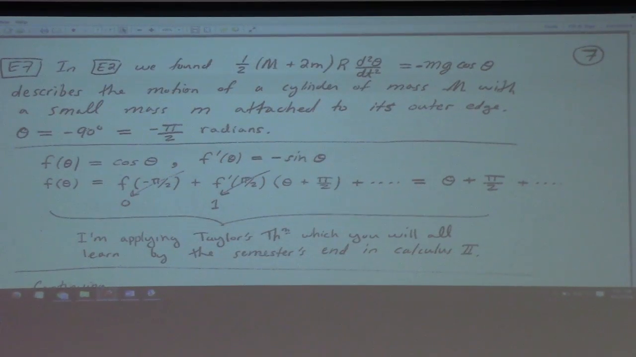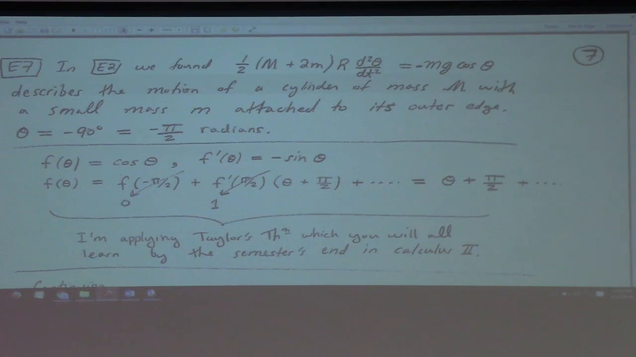So I found this differential equation that describes the motion of, like I said, a solid cylinder with a little mass attached to it. It's more interesting, perhaps, to expand cosine theta about 90 degrees. For those of you in my Calculus 2 section this morning, I talked a little bit about how sometimes you want to approximate around somewhere other than 0 for a physical reason. Here's an example of that. It makes sense to expand around 90 degrees.